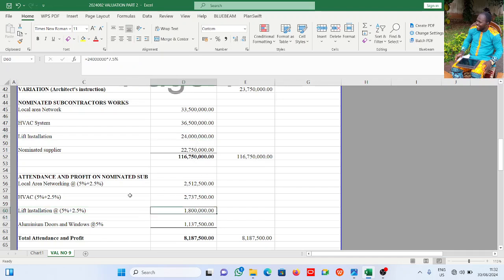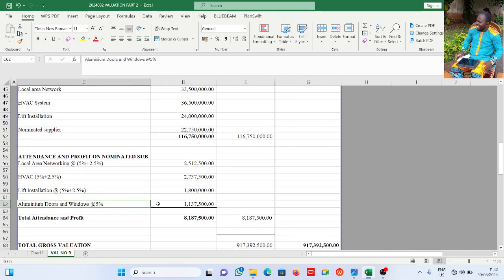That gives us that. Why for aluminum doors and window, it is only, he only supplies. He did not install. He only supplied. Perhaps the contractor is going to do the installation. All right. So it is 5% profit only of that particular amount. So the total profit and attendance is 8,187,500. Now this is what is here.